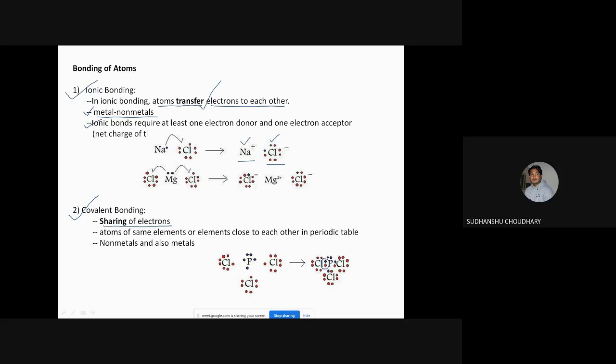Okay. Similarly, here we have a sharing of electron. Okay. And similarly, here we have a sharing of electron. Electrons are not transferred here. There is a sharing of electrons, okay, to form bonds. Now we have a bond between phosphorus and chlorine. This phosphorus and chlorine also has a bond, and this phosphorus and chlorine also has a bond. So these bonds are called covalent bonds, which are found when the electrons are shared between the atoms.